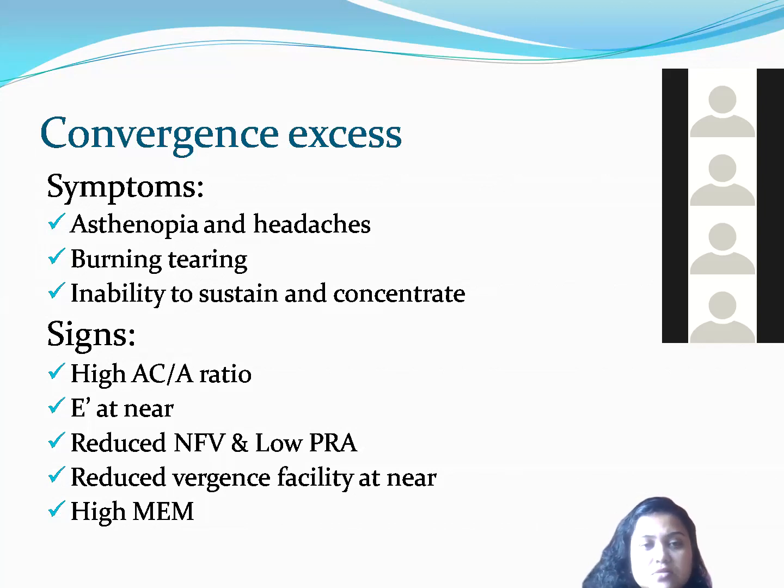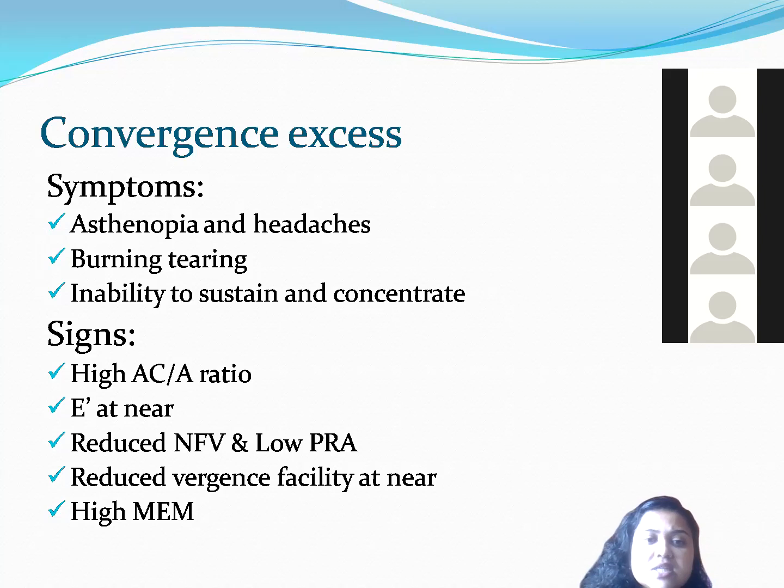Okay. So coming to convergence excess. When does it happen? Convergence excess means the patient might have an esotropia at near. Okay, the patient may be having a congenital esotropia. So that is the case. In that case, the patient will over converge. So that is the convergence excess.